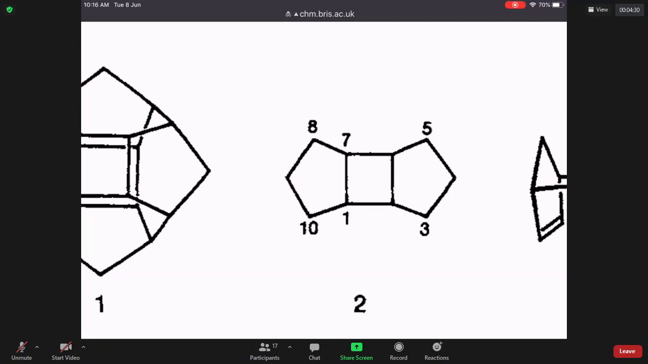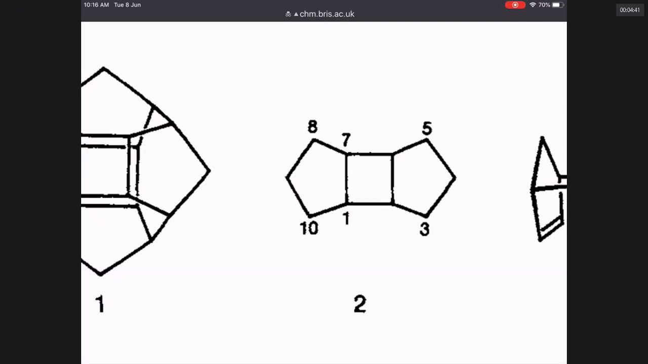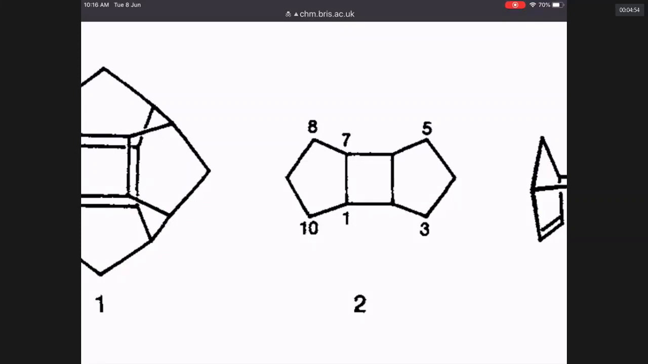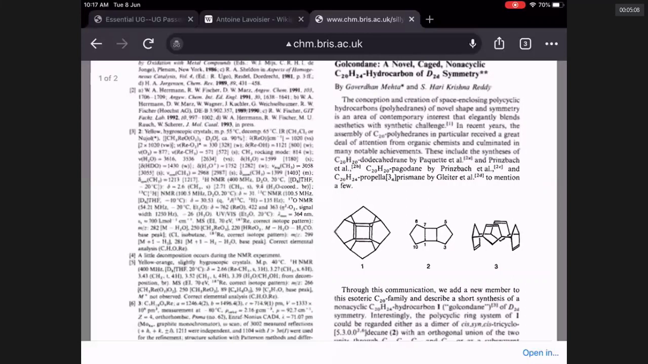Sir, we have less time, sir. Golcondain, exactly 3. Congratulations. You are fit to go for IIT entrance, I tell you. Because you see, if I look at position 1 and position 7, they are identical. Position 8 and position 10 are identical. Position 3 and 5 are identical. Yes? Yes, sir. So they can have only 3 monochloro derivatives with this compound. That's a good question. You have answered very correctly.